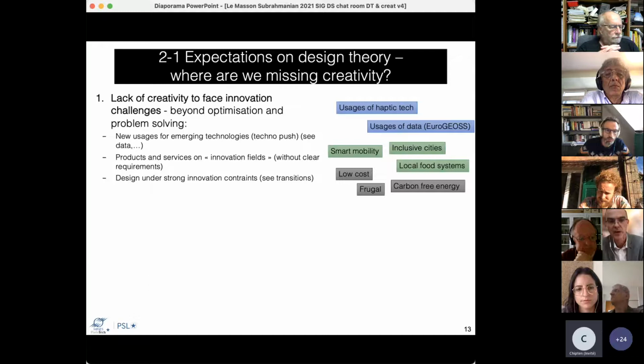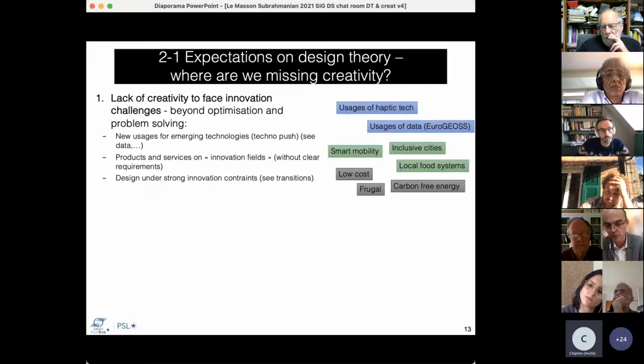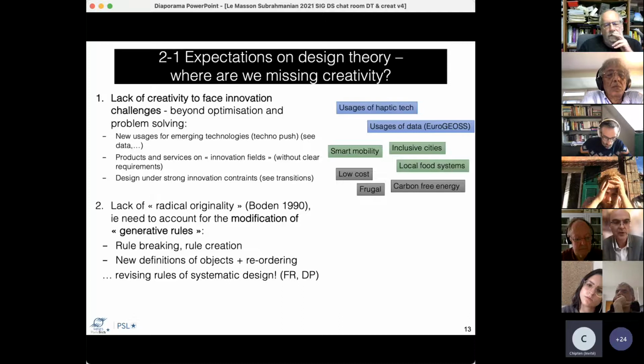This is exactly what we have to do with data today, designing new usages of data. What if the starting point is just very broad innovation fields like smart mobility, inclusive cities, or local food systems? And what if we have to design under very strong innovation constraints like carbon-free energy? If we have to design under very strong constraints, this would mean that we have to redesign the design rules.